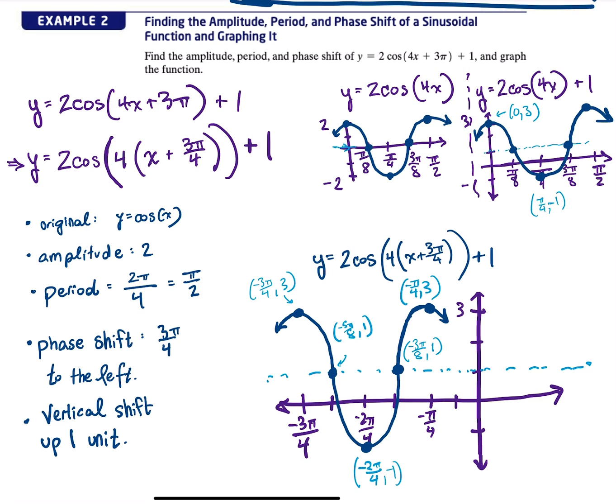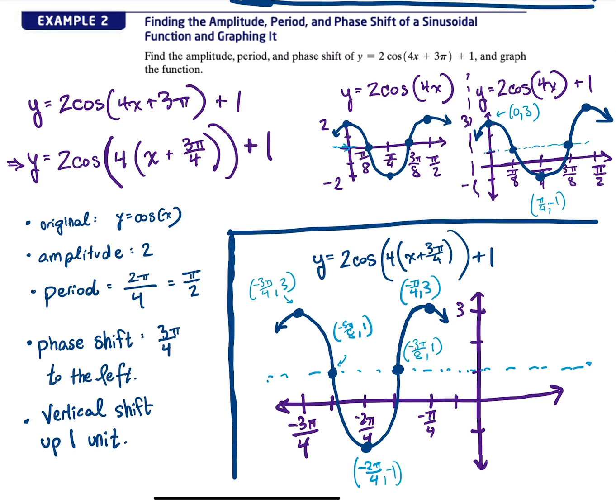So this one's probably the most tricky one we've seen so far. It involved pretty much all of our modifications except for a reflection across either axis, so we saved that one. But we had both an amplitude change, a vertical shift, a phase shift, and a change in the period. So I did it again in a couple steps.